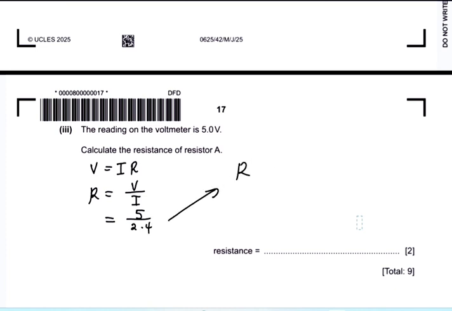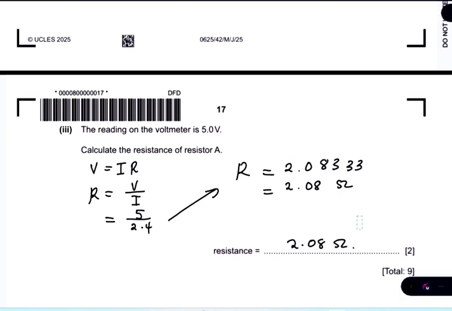So what does this give us? R is equal to 5 divided by 2.4. This will give us 2.0833, which is approximately 2.08 ohms. This is what we have.